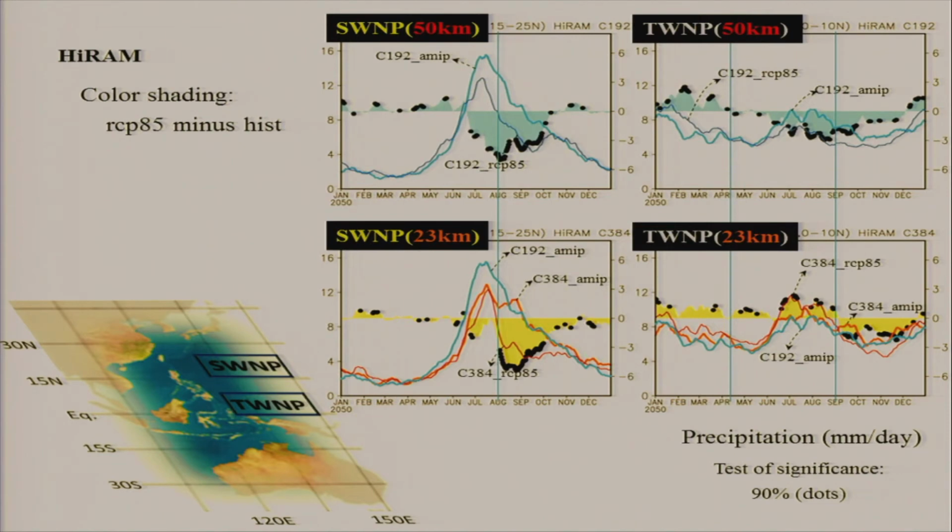Over the tropical WNP, this is the 50 kilometer model, you can find quite different future climate change over this area. So we still need to find some reasonable circulation features to explore this difference.